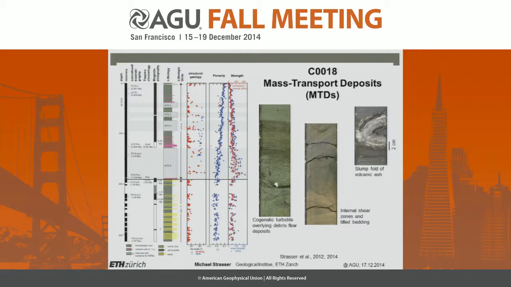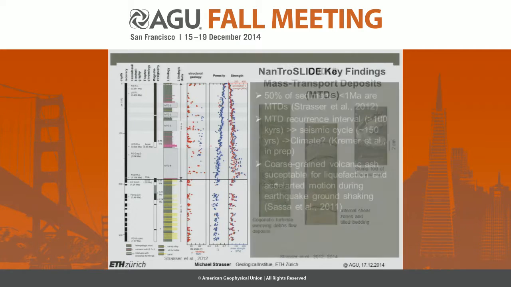As with IODP, a lot of data is being produced on ship and in post-cruise work. Here we just plot the bedding dips, porosity, and the strengths. Interestingly, and I'll come back to this, at the base of this thick MTD there's a kind of reversal in the strength profile. And here are some nice pictures of how the cores look from MTDs.